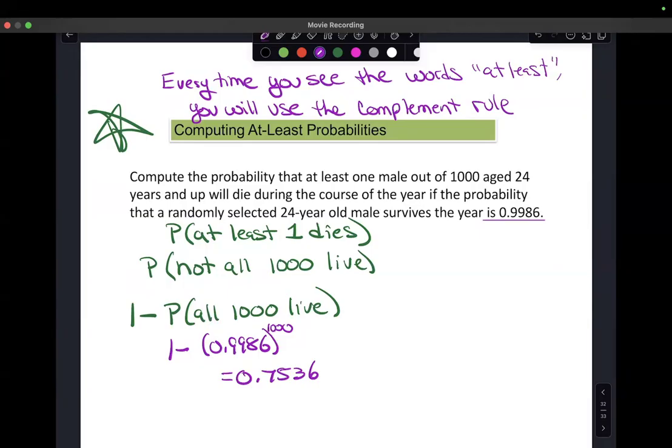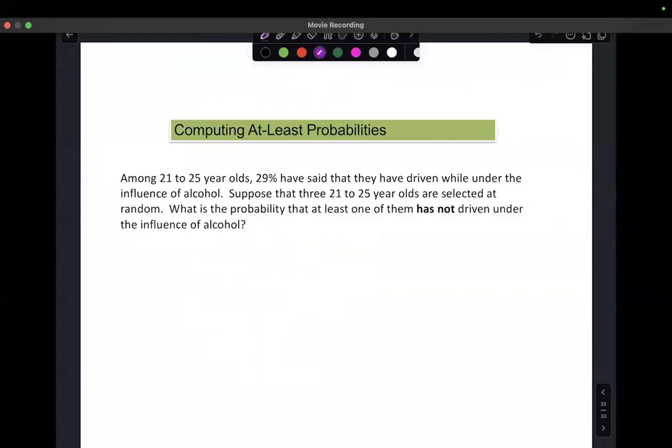I mean, the probability of one person dying was 0.0014. But when I have 1,000 of them, there's a 75% chance at least one of them dies. Now I'm not choosing which one. I can't say which one, but out of 1,000 of them, there's a 75% chance at least one of them were going to die. All right, let's do the next one.